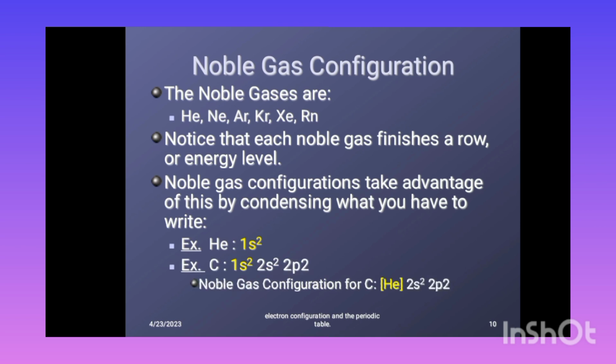Carbon, we can write the electron configuration for carbon using the noble gas electron configuration. Carbon has 6 electrons. The noble gas electron configuration for the carbon atom will be helium 2s2 2p2.